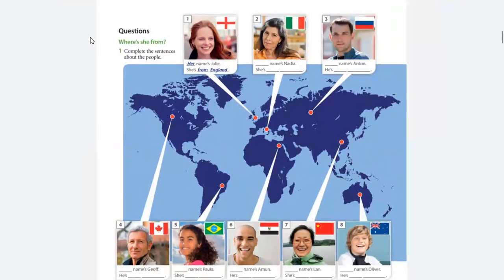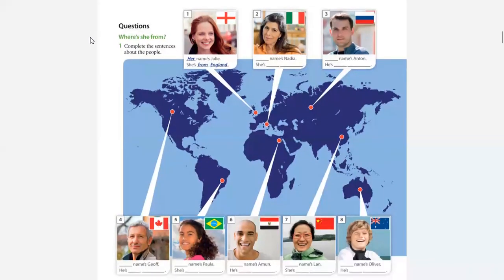So you will see the pictures of different persons and we see a dot which represents their country. So you need to fill in these blanks. So read this one. Her name's Julie. She's from England. Julie, not Julia. Julie.